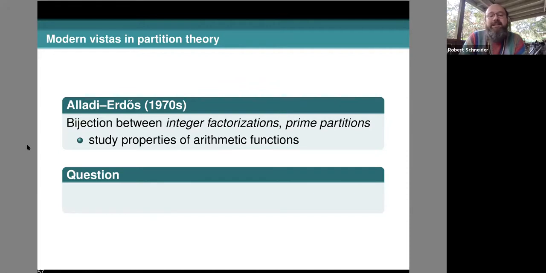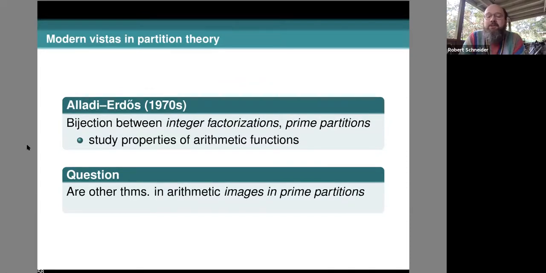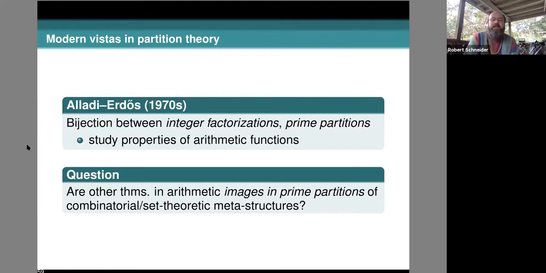theory. Looking at their work, one wonders if there are other theorems in arithmetic where the theorems are images, in a sense, in the prime partitions, like in the Alladi-Erdős sense, of other combinatorial or set-theoretic meta-structures. Are there larger structures that are like the invisible hand of number theory that are making all of these patterns work?